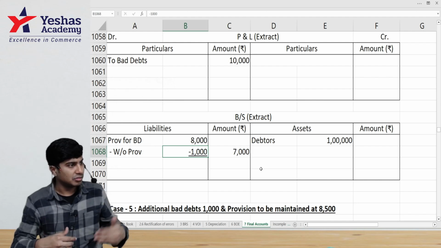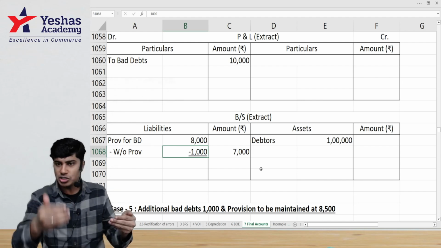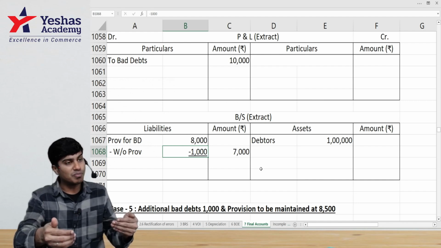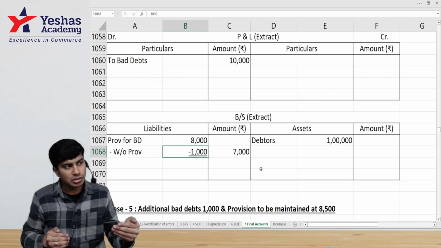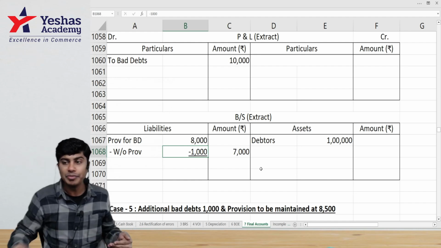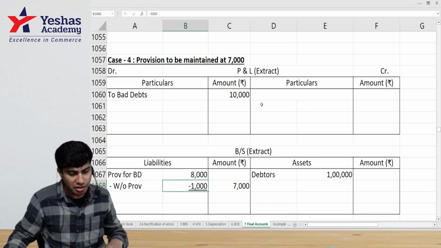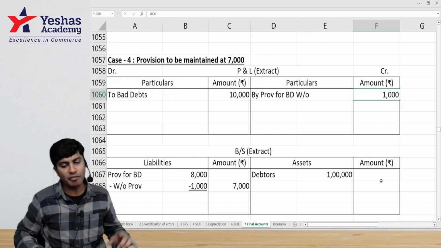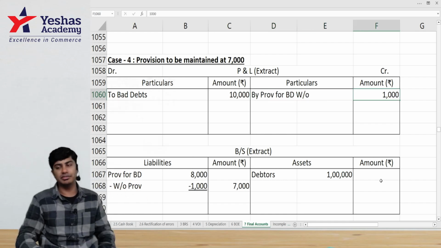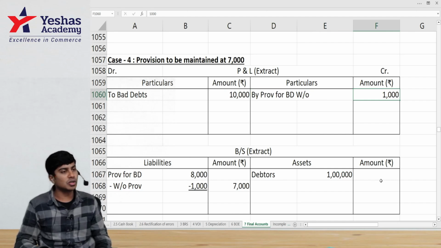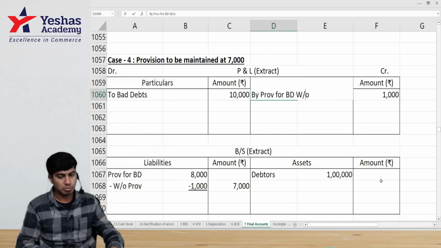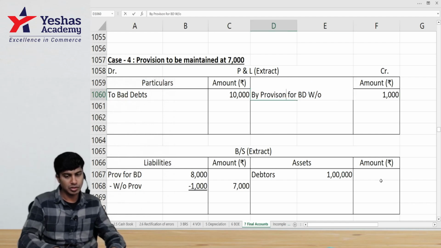When you create provision, it's an expense when you create, and once you create, it's liability. When you write off provision, liability will reduce and that will become income. And this 1,000 rupees reduction in liability, that is reduction in provision, will become income. I'll write in my profit and loss account credit side 1,000. That is provision for bad debts written off.